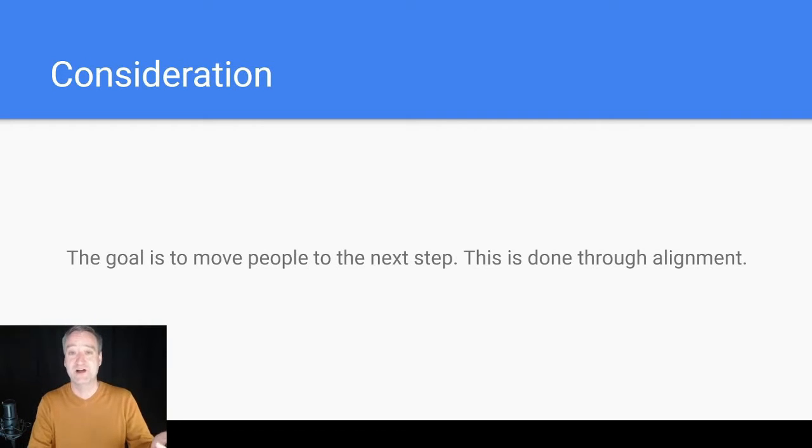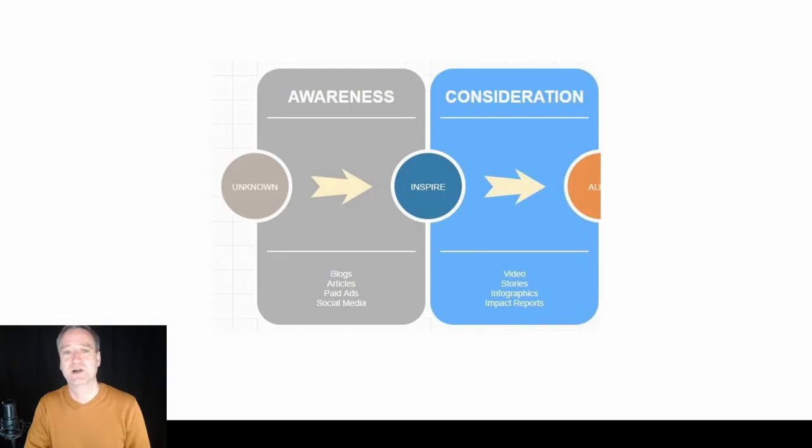The goal of the consideration phase is to give them enough information where they can consider whether they belong to this cause or not, whether they belong to our mission, where they can see themselves getting on our bus, so to speak, and going on the journey with us. And of course, this is done, as I said, through alignment. To the degree we can get alignment, where they can see themselves in our story, to that extent they actually jump in and consider being part of what we're doing.